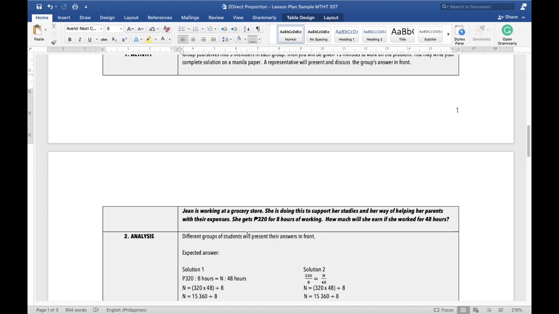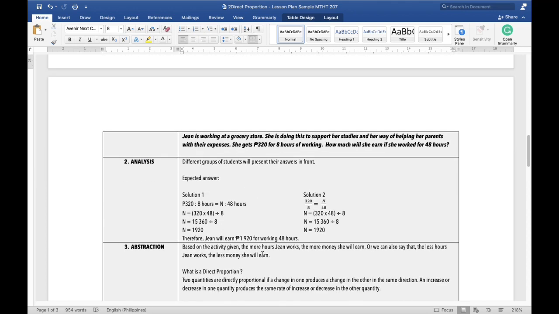Okay, this is our problem. Jean is working at a grocery store. She's doing this to support her studies and her way of helping her parents with their expenses. She gets 320 pesos for 8 hours of working. How much will she earn if she worked for 48 hours? So we will let the students do brainstorming and they have to collaborate in order for them to come up with the correct answer. That is the beauty of 4A's.